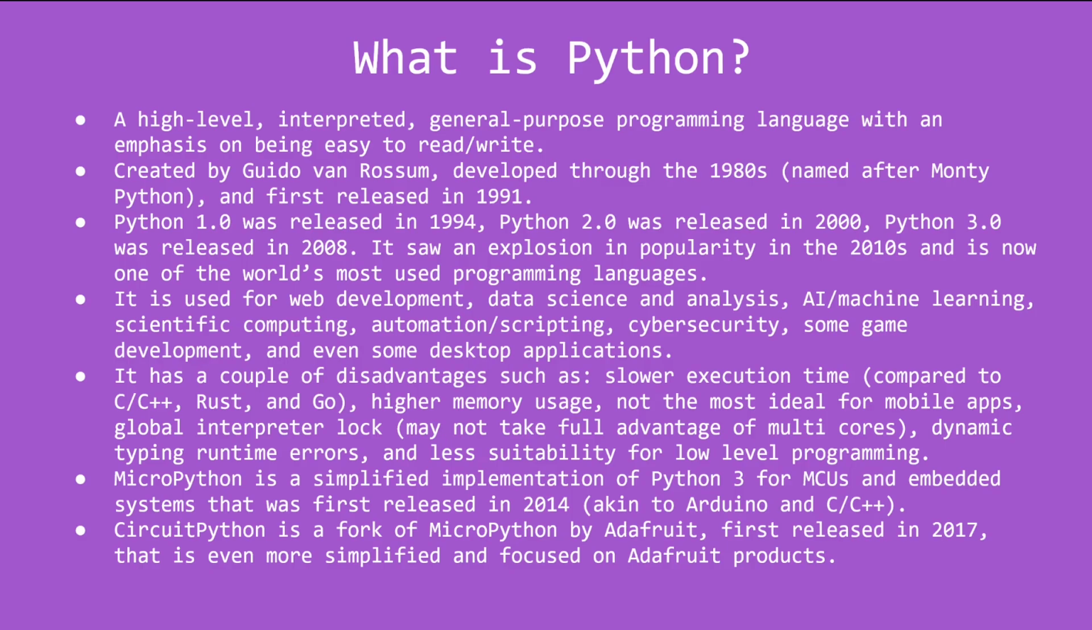We also have MicroPython. That's a simplified implementation of Python 3 for microcontrollers and embedded systems that was first released in 2014. Kind of think of it in the same way as Arduino and C++. We also have CircuitPython. That's a fork of MicroPython by Adafruit. It first came out 3 years later in 2017, and it's even more simplified and very focused on Adafruit products.